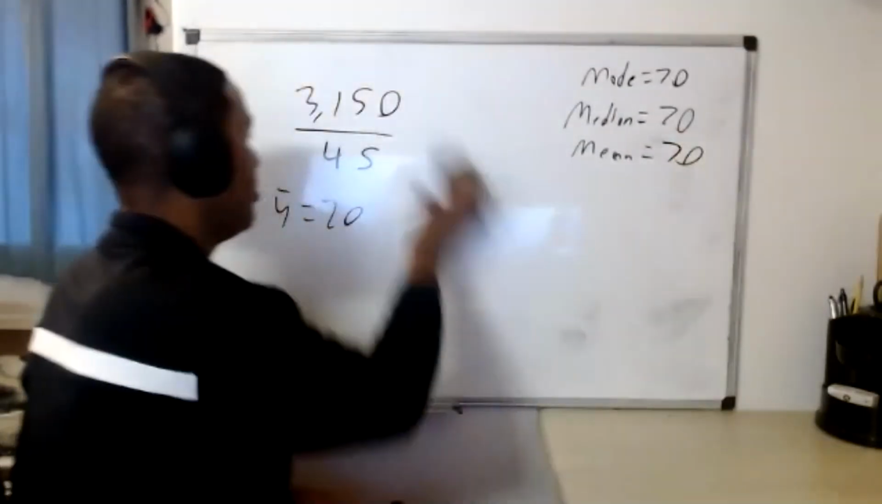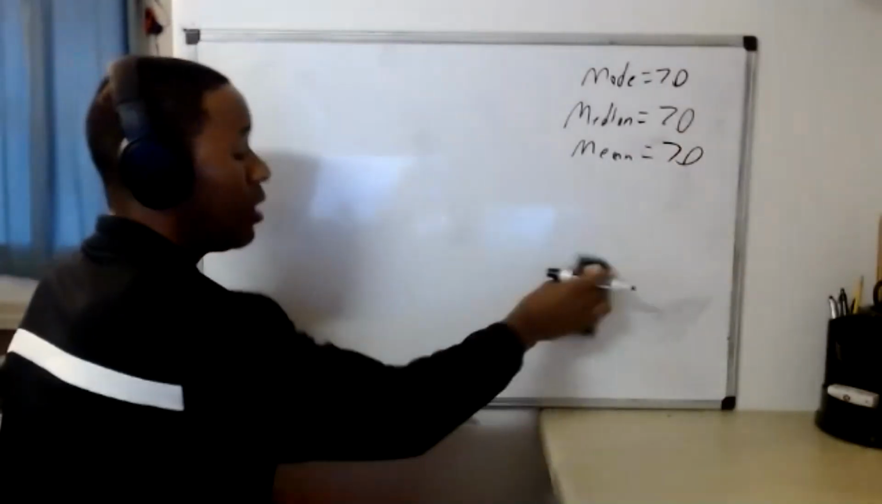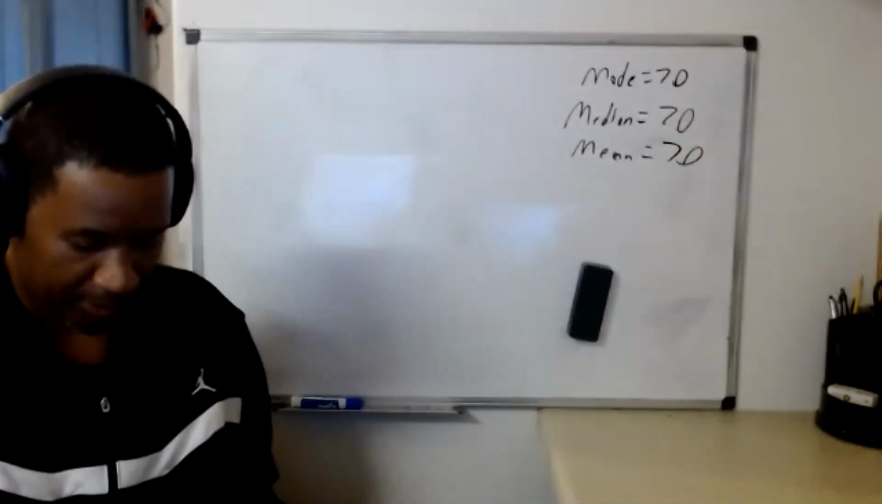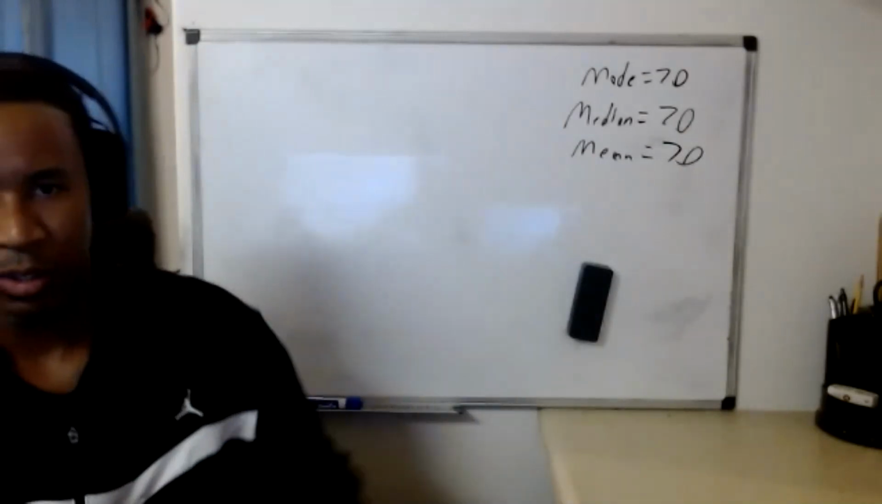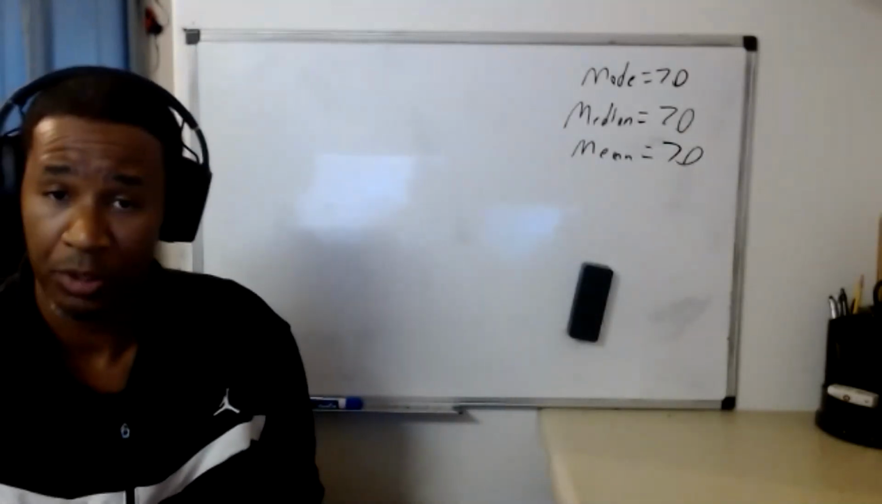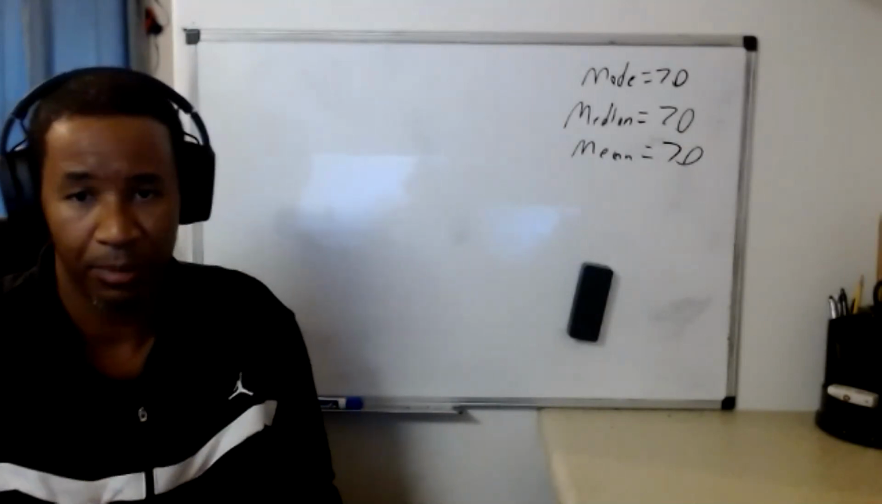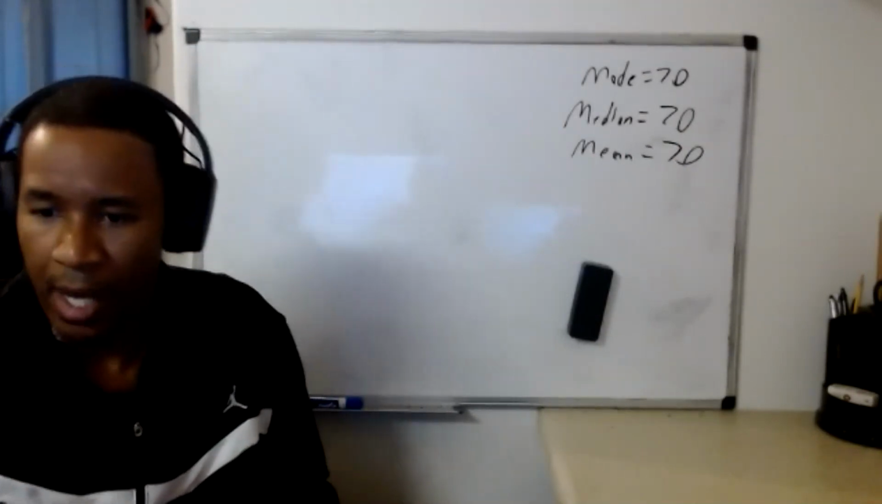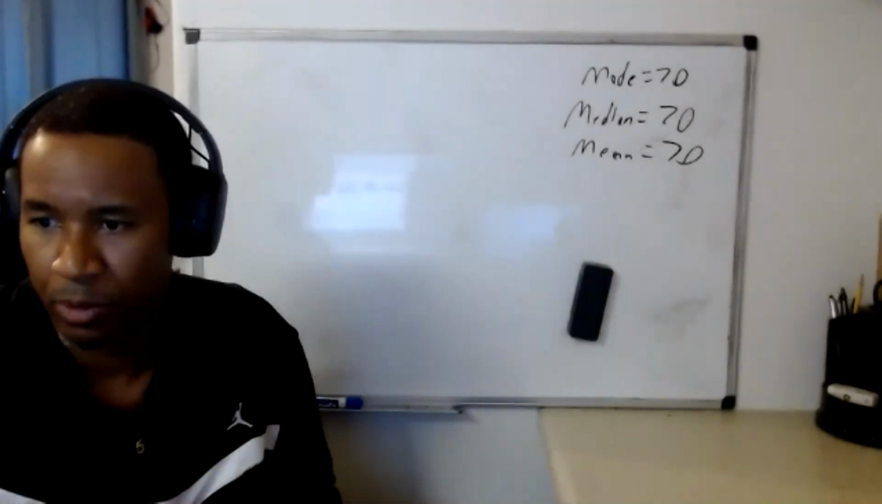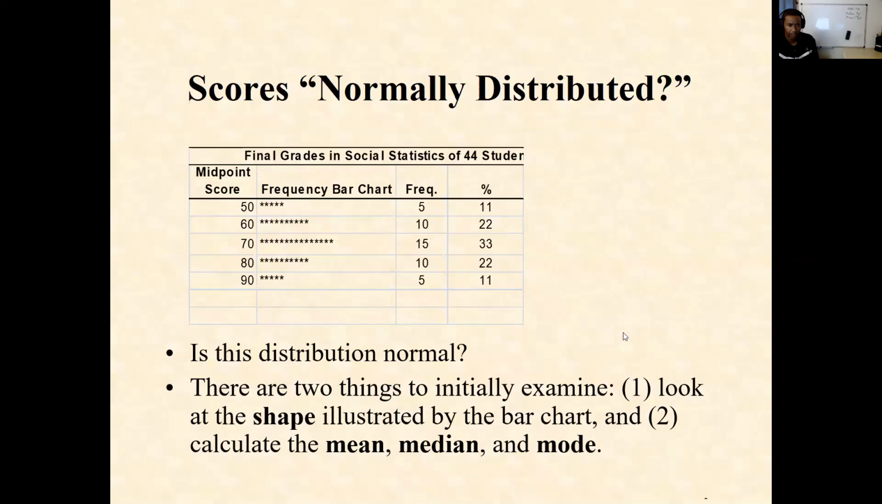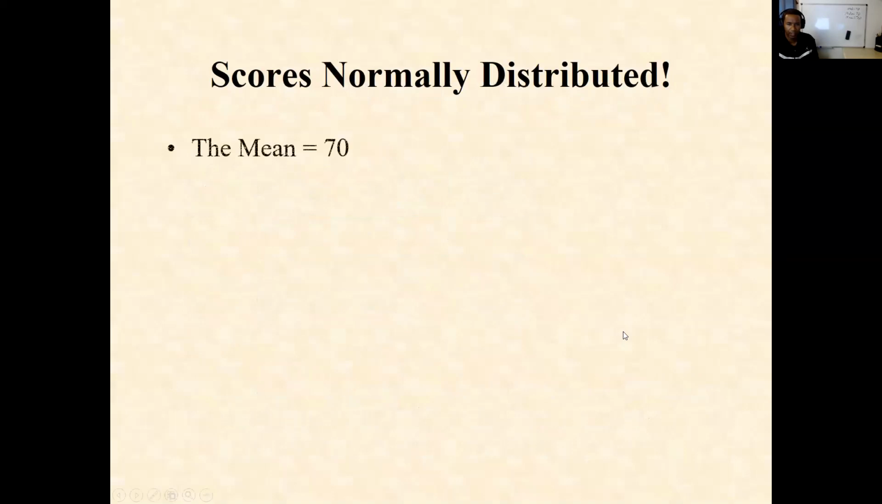Since we know that our mean, median, and mode are all 70, we know that we have a normal distribution because we examined it visually. It looks normal. We calculated the measures of central tendency. Again, it looks normal. So all the measures of central tendency are essentially the same, and we know we have a normal distribution on our hands. Okay.